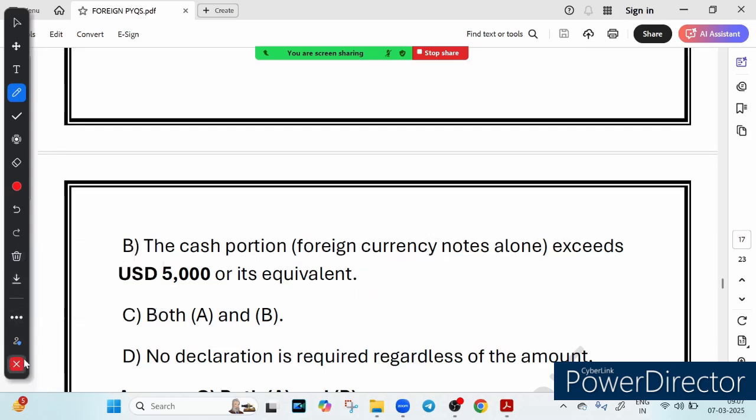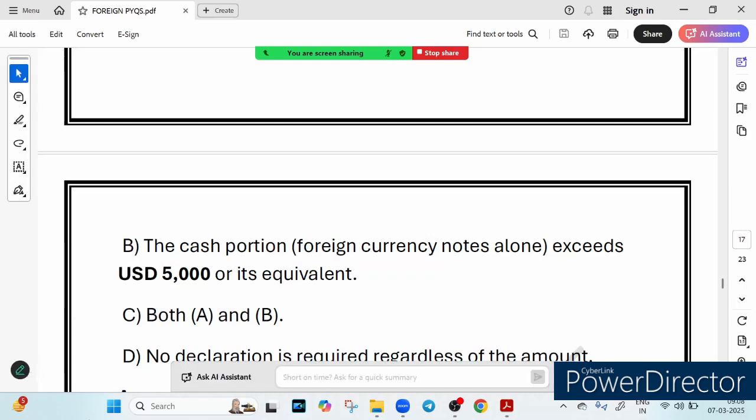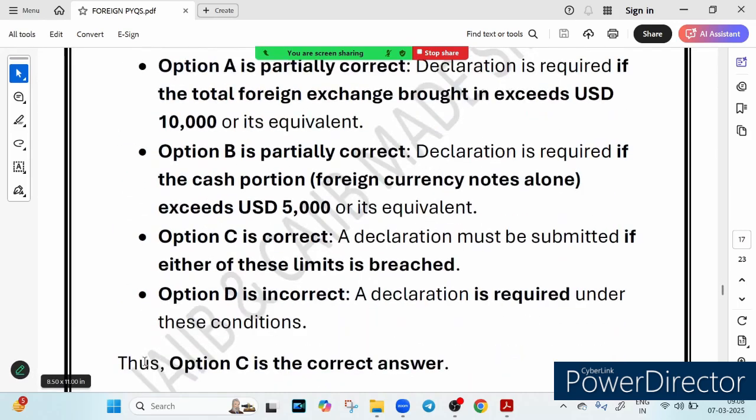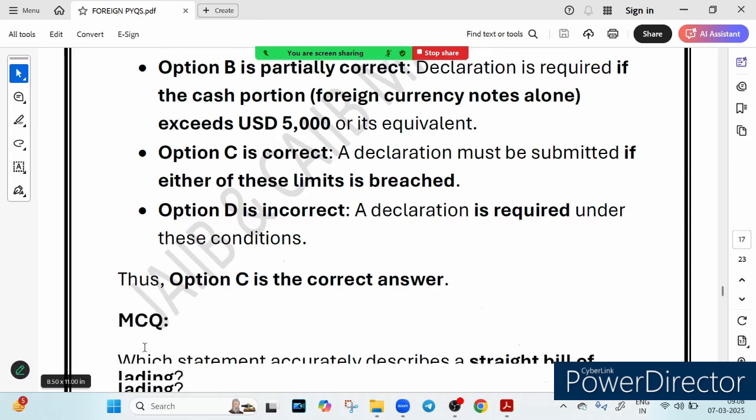Option number D is wrong. It says no declaration is required. No, this is incorrect. So what are the key points which you must keep in mind? That if the total foreign exchange exceeds $10,000 or its equivalent, you must declare it. And if the cash portion alone exceeds $5,000 or its equivalent, you must declare it. And always submit a currency declaration form if either of these limits is breached, right?